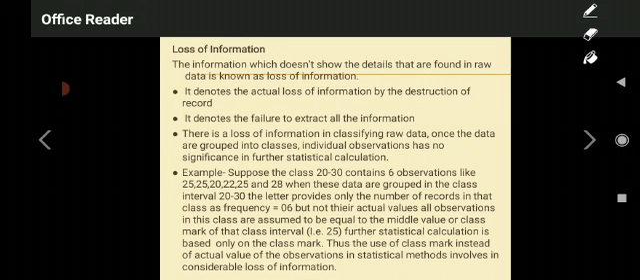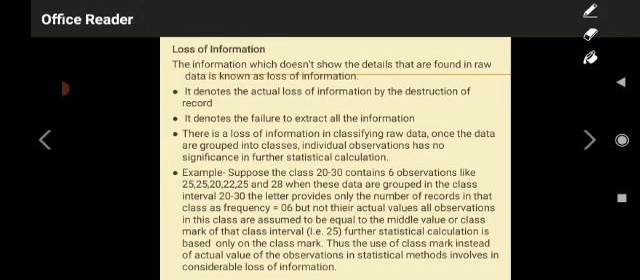Example, take the example. Suppose the class interval is 20 to 30. This class interval 20 to 30 contains suppose 6 observations like 25, 25, 20, 22, 25 and 28. There are 6 observations falling between 20 to 30 class intervals suppose. When these data are grouped in the class interval 20 to 30, the latter provides only the number of records in that class as frequency is equal to 6.